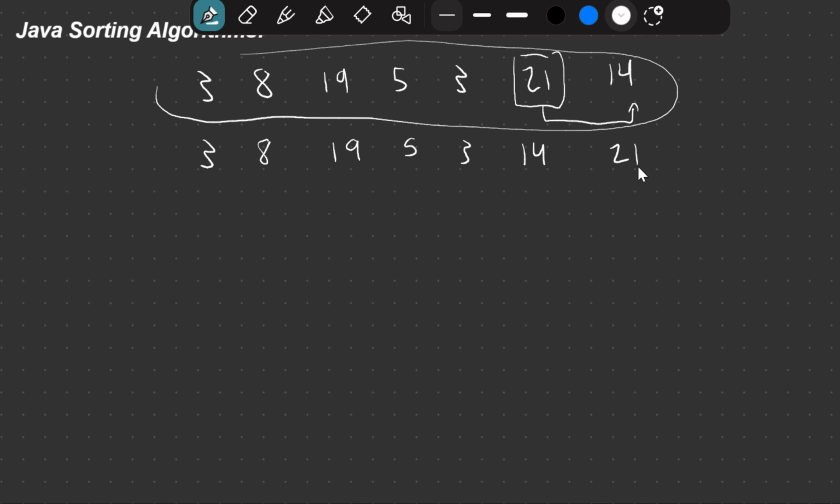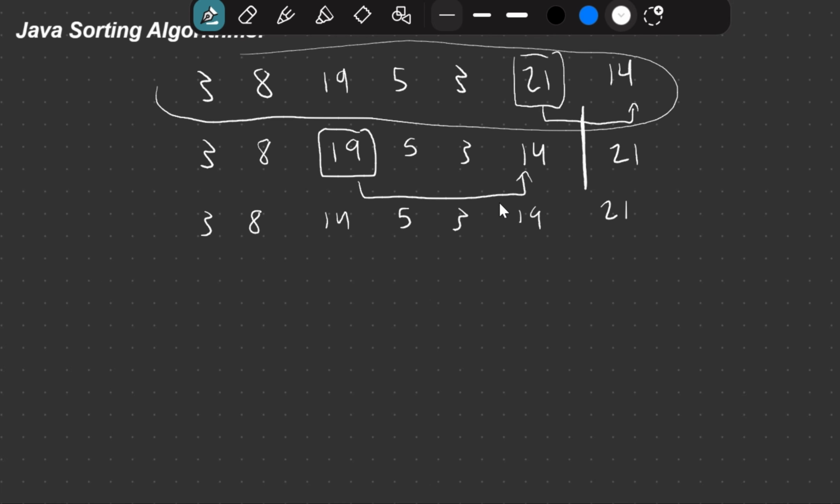And then we just keep going through that process, but now we only look at the elements in between 3 and 14. So the next largest element is 19. We're going to swap 19 with 14. So it becomes 3, 8, 14, 5, 3, 19, 21. And we're just going to keep repeating this process. We're going to swap 14 with 3. So it becomes 3, 8, 3, 5, 14, 19, 21.